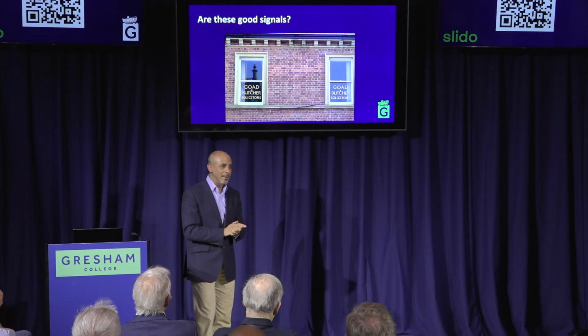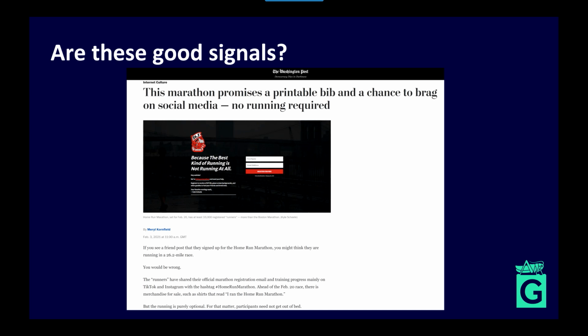Or let me give another example. Anybody in this room who hates running, does not like running or exercise? Oh, I see some hands going up at the back. Excellent. But being an athlete is seen as a good thing. So here is a possibility: you can sign up for what's called the home run marathon, and you get a T-shirt saying, I ran the home run marathon. The point is, you don't actually need to get out of bed, because the best kind of running is not running at all. You just get a T-shirt which says, I ran the home run. So this is not a great signal, because it's very easy to copy. Just saying that someone's a marathon runner doesn't mean that they really like the exercise.